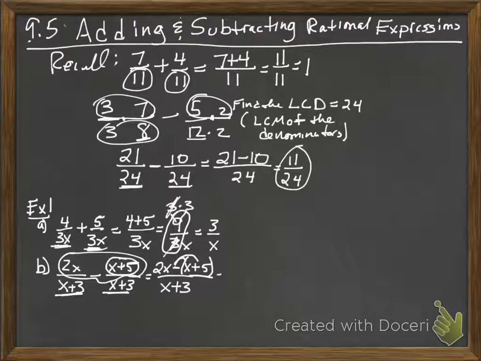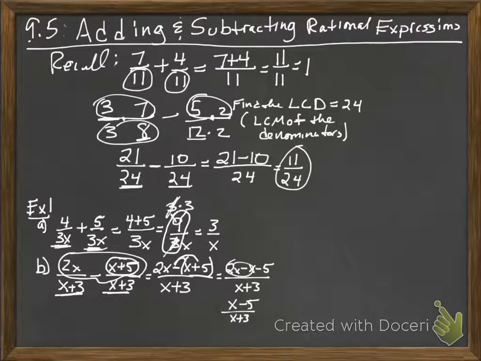So really what I have going on here is 2x minus the x, and also minus a 5 in the top, and in the bottom I have x plus 3. So 2x minus x is x, and then I'm stuck with a minus 5. So I have x minus 5 over x plus 3.